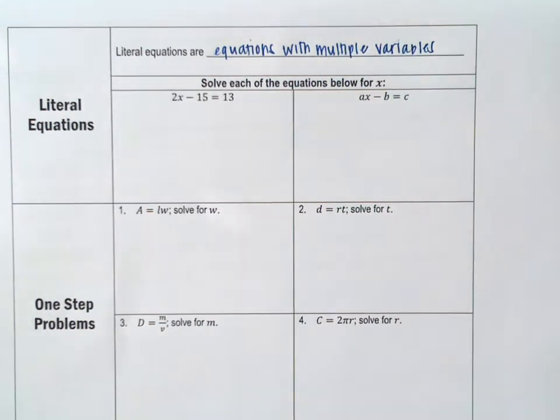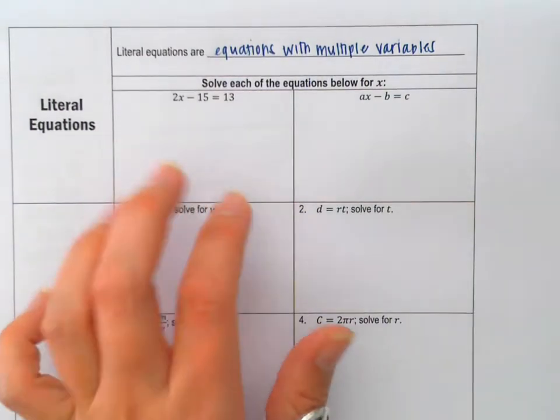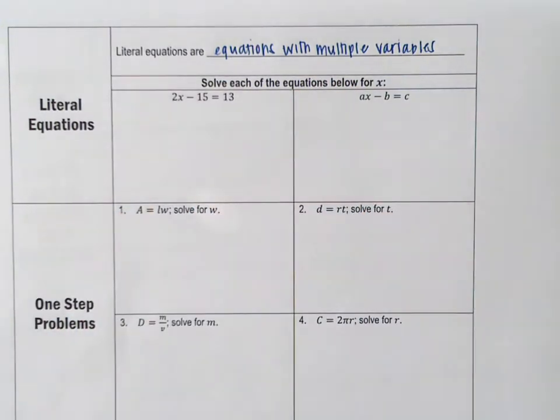And often this is something that you will see in science a lot. When you're trying to get a formula and you have one part of it, but you don't have the others, and you're trying to isolate that one part, this is where it comes into play. So first we're going to look at something we already know how to do, and then a literal equation that's very similar to the 2x minus 15 equals 13 type problem.